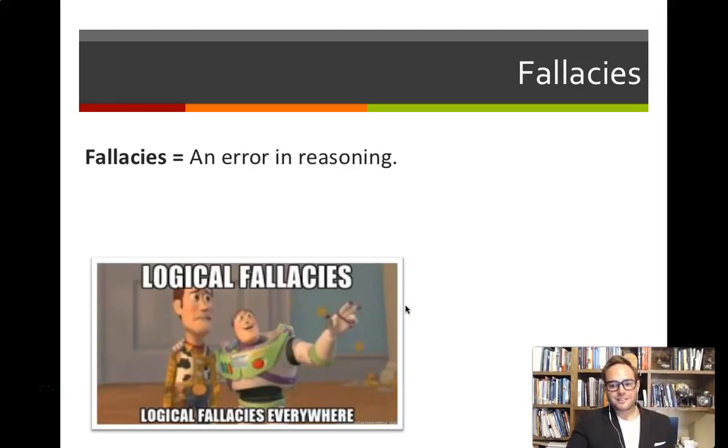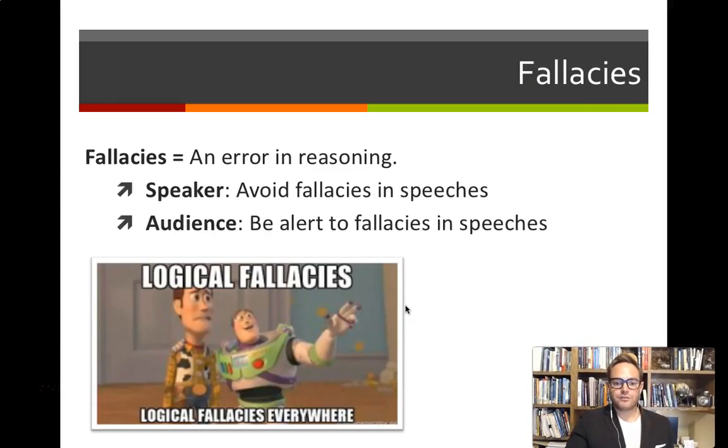So lastly, let's take a look at fallacies. This is essentially an error in reasoning. So as a speaker, we want to avoid fallacies in our speeches because it damages our credibility. It makes us look really bad. And again, it communicates to the audience that we can't be trusted, or whatever we say is just one big error.